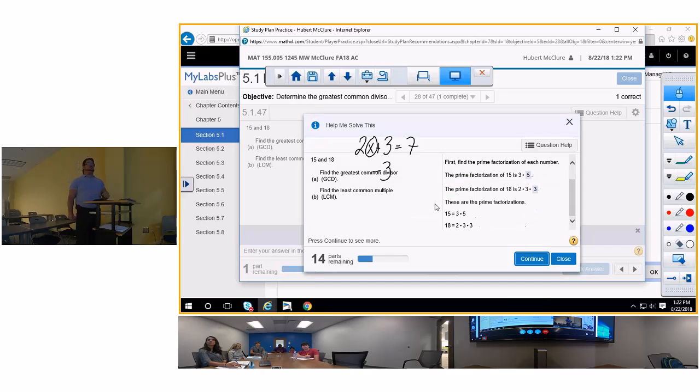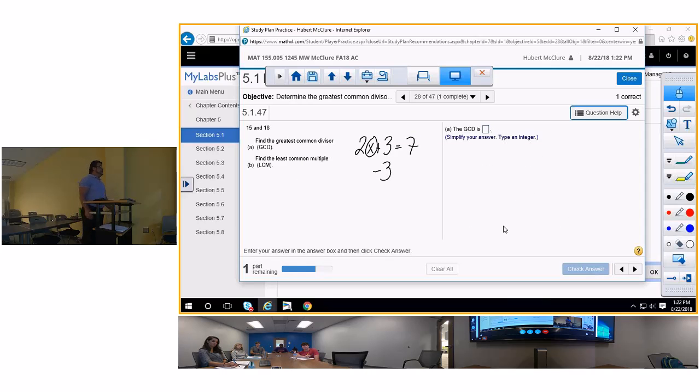When is this beneficial? When you have no clue. Write down no clue. When you are covering material that you have never seen before, that's when you use help me solve this. Does everybody understand?